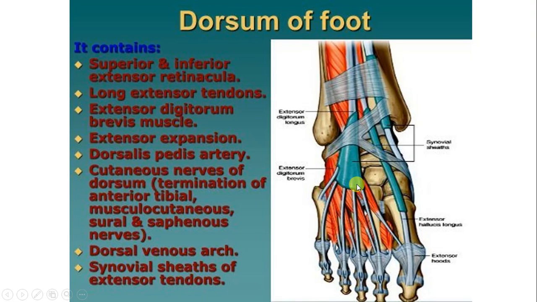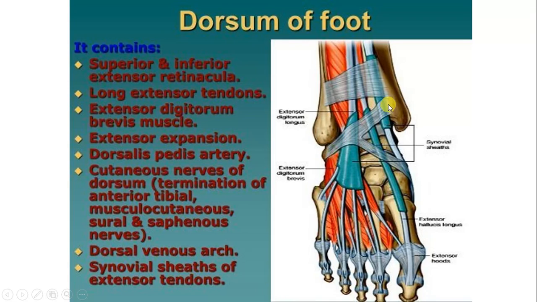extensor digitorum brevis, and extensor expansion, just like the extensor expansion on the back of the hand. Then the dorsalis pedis artery will enter into the foot. Then there will be the dorsal venous plexus, and we have seen in the first lecture that on the medial side the great saphenous vein is formed. On the lateral side there will be formation of the small saphenous vein.